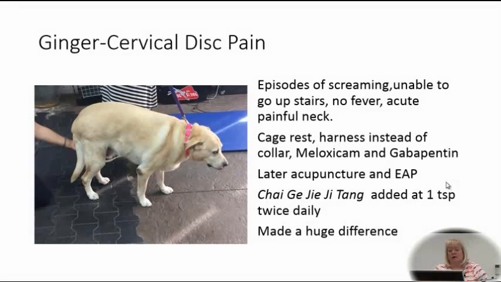So she was referred to me to do some acupuncture with her. She did come in, and we did some acupuncture and some electroacupuncture. We used local points, and we also used distal points. I did a couple of treatments with her, and after that she wasn't really where I wanted her to be. Then I added the Chai Ji Jie Gu Tang, a teaspoon twice a day, and that made a huge difference for this dog. So if I'm treating another dog with cervical disc pain, I certainly would consider using this formula.